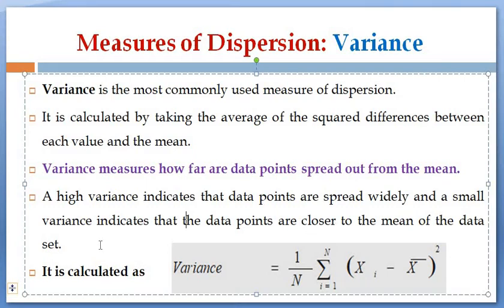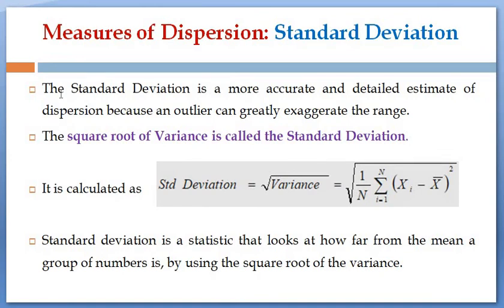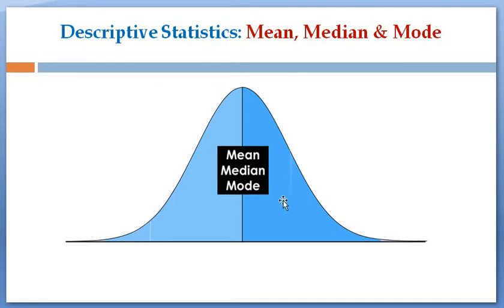It is calculated as variance equals 1 upon n, where n is the number of data points, times the summation from i equals 1 to n of the bracket: data point minus the mean, squared. Again, from a pictorial representation, if the value is situated here, it is calculated how far the value is from the mean value of the data set. This is shown graphically.